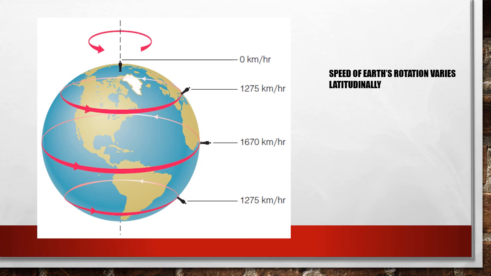As the radius of the equator is greater than the radius of the poles, to cover one rotation within 24 hours, the equator must rotate faster. So that is why the speed is the highest at the equator, and as we move polewards, the speed goes on decreasing.